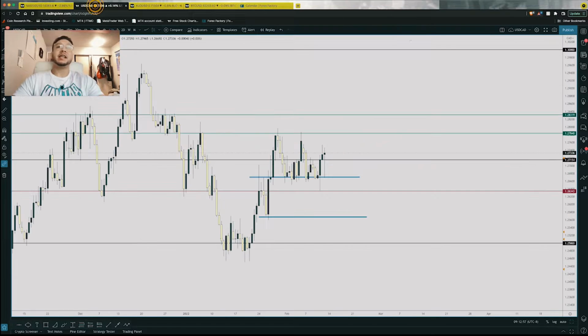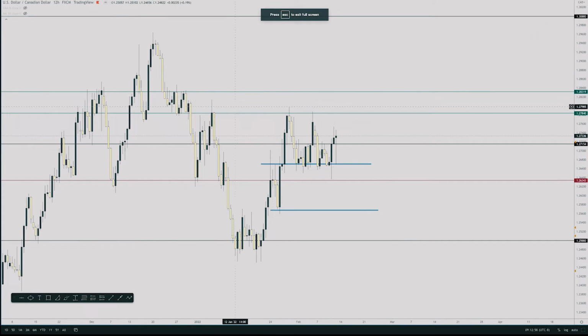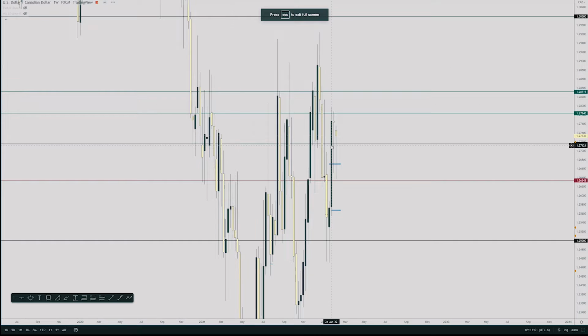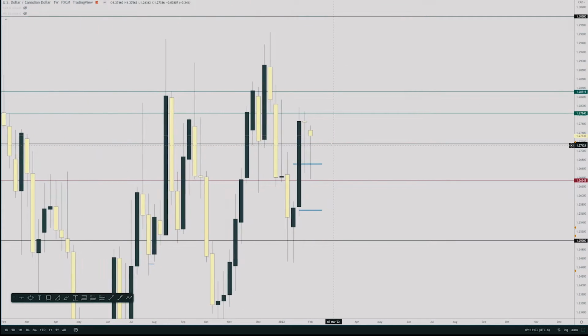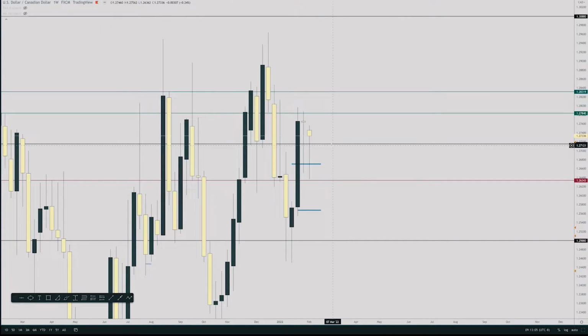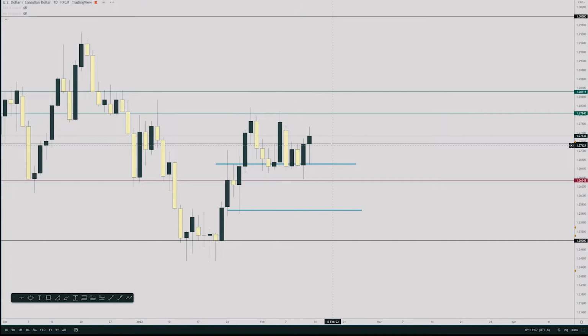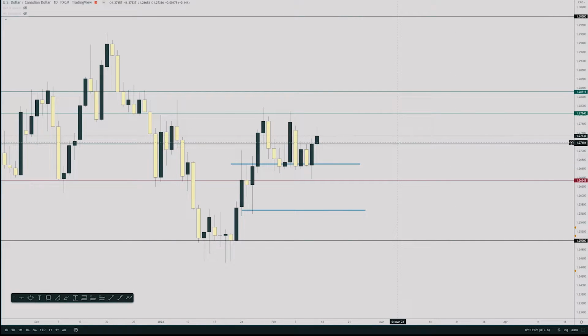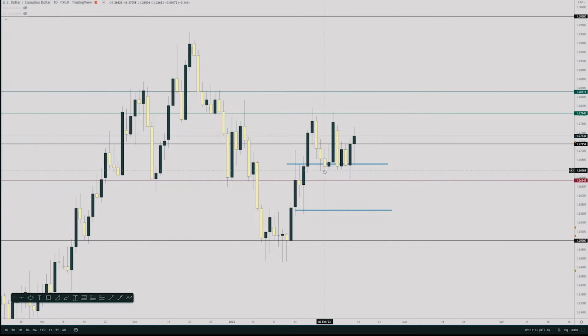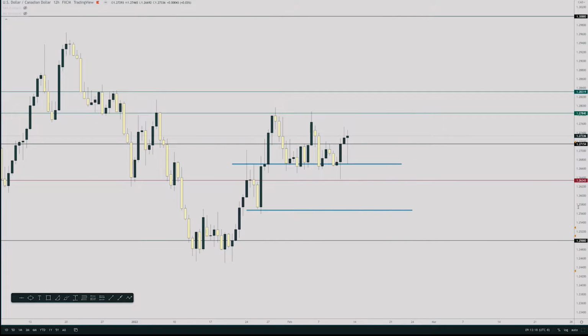Next pair, USD CAD, the old loony. So last week here on the Canadian dollar, it was bearish, it was pushing down until on Friday, well, Thursday, we had a change in momentum and direction, which made the Canadian dollar respect this level and start pushing bullish, right?